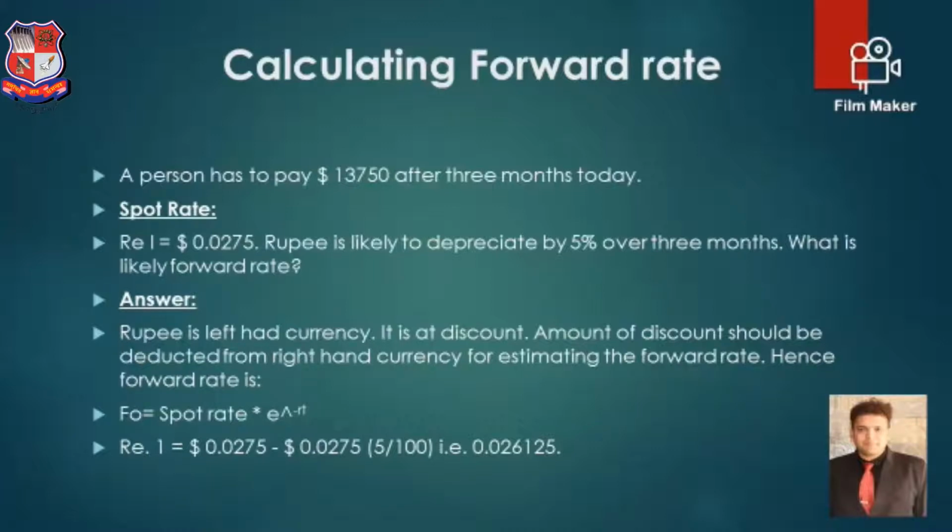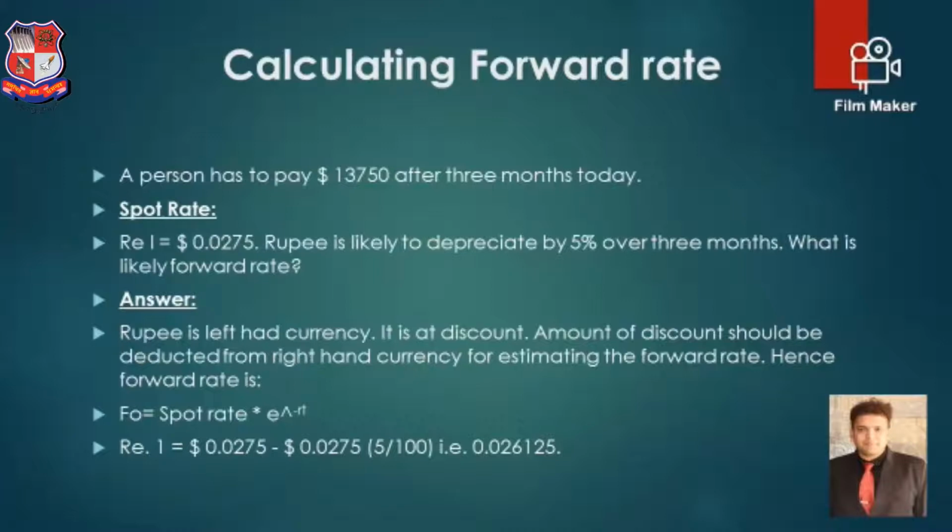A person has to pay $13,750 after 3 months from today. So we want $13,750, but not today, after 3 months. Suppose we have the spot rate, we know the exchange rate between rupees and dollar today. But we need not buy this dollar today, we need to buy this dollar after 3 months. What would be the rate after 3 months that we are supposed to find out?